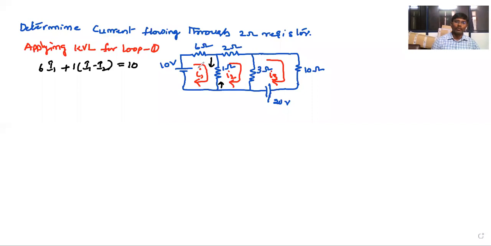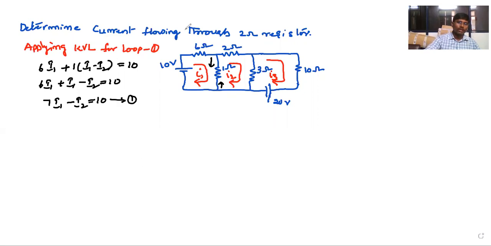When we are writing loop equations for the first loop, I1 is greater than the remaining loop currents. So to know the current flowing through 1 ohm, you have to take the difference between these two, where I1 is greater than I2. So you take I1 minus I2. If you expand this equation, this gives 6I1 plus I1 minus I2 is equal to 10. So from this, 7I1 minus I2 is equal to 10. Call it equation 1.